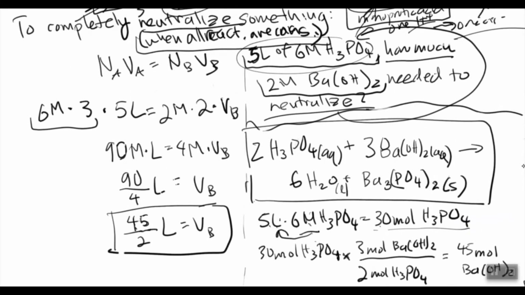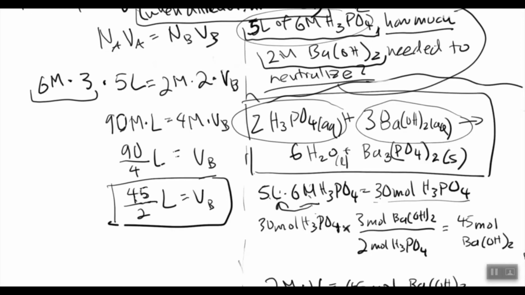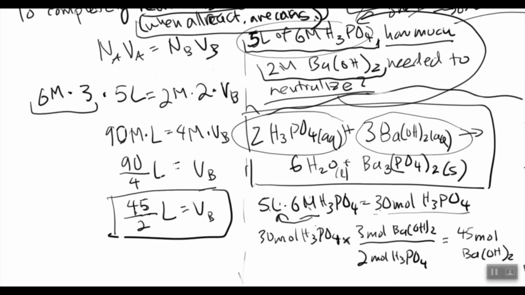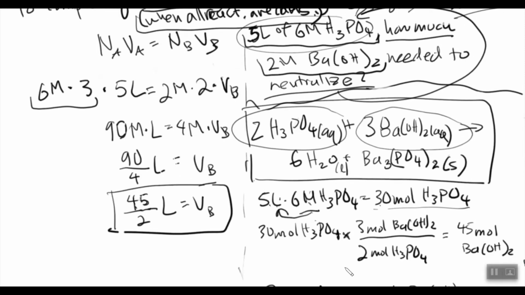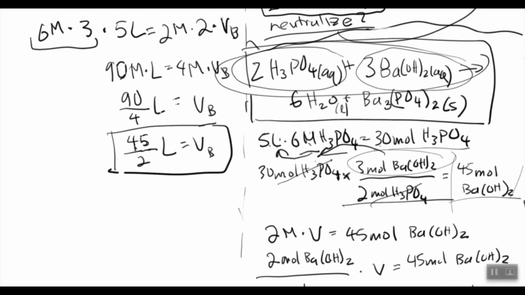Now, if we have 30 moles of phosphoric acid, how many moles of barium hydroxide do we need to make this reaction successful? Well, according to this reaction, for every 2 moles of phosphoric acid, we need 3 moles of barium hydroxide. So that's our conversion to tell us how many moles of barium hydroxide is needed to completely react with all that. And this reaction helps us do that. And you should also notice that these two cancel out when you do that, leaving 45 moles of barium hydroxide. It's kind of a lot.